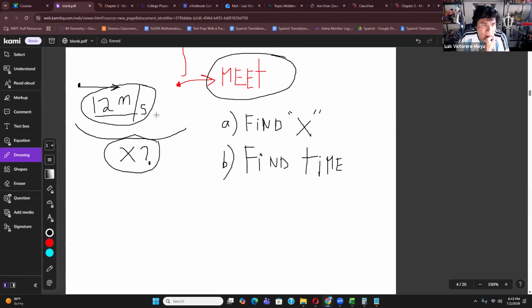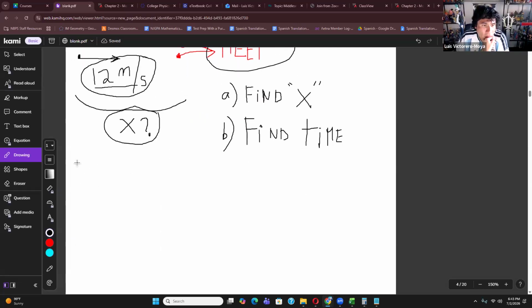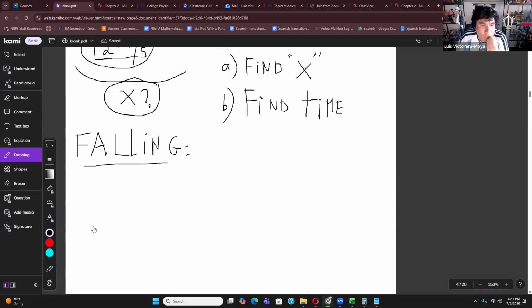3.5, so for the time, right? For the time it falls. Let's do that. Falling time. That's what you said. So how will you find the time? What equation do you use and how do you use it?